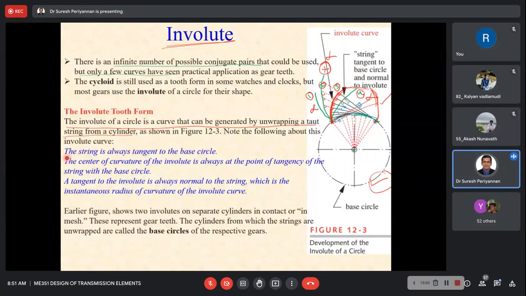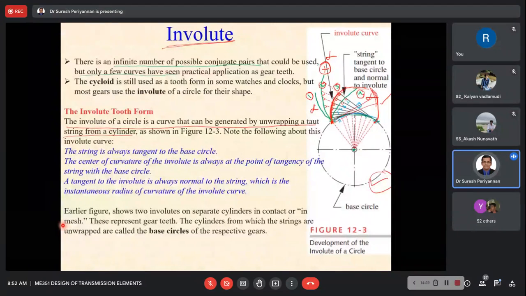Now come to this. The string is always a tangent to the base circle, whichever strings we consider, 1, 2, 3, 4, 5, 6, 7 up to n. The strings are considered as tangents to the base circle. The tangent is always normal to the involute. The strings are normal to the involute. That's what this point represents. So this is the teeth profile. This way only we are doing the teeth profile design. This is a very important concept.